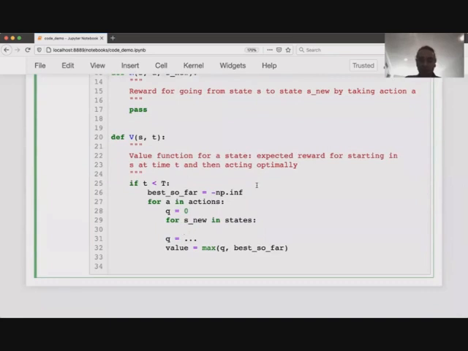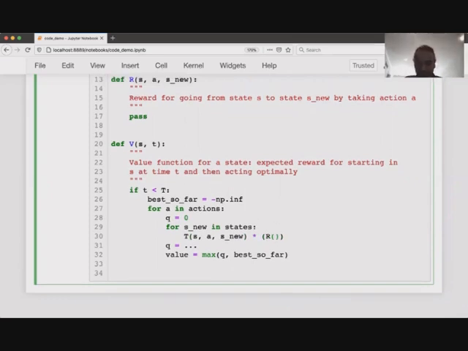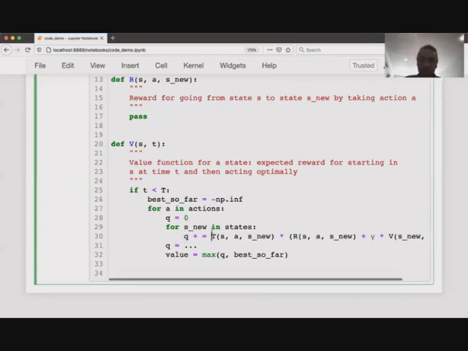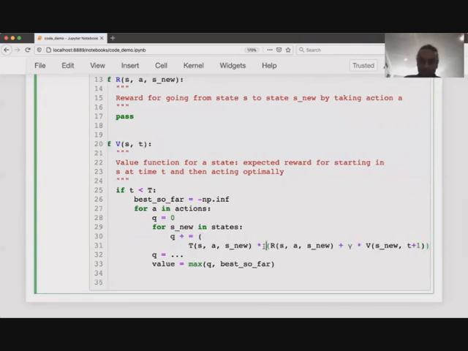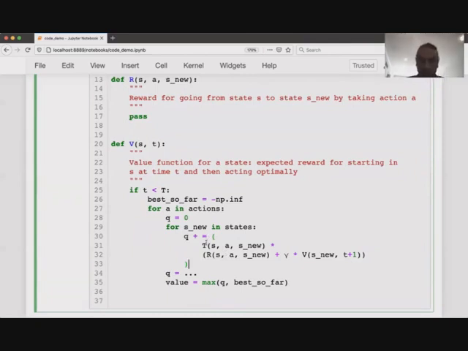Great. So I do T of S, A, S new. This is my transition probability. I multiply that by the reward for taking that transition. That's this R function that I defined, S, A, S new. And I'm going to add gamma times the value of that new state at time t plus 1. And this is my Q plus equals this. Just to get this to fit on one line on the screen, I'll do this. Basically I'm looping over all the states, and for each one I'm adding up the probability multiplied by the reward for that transition plus the future rewards.